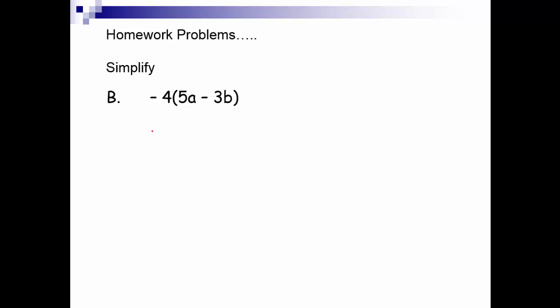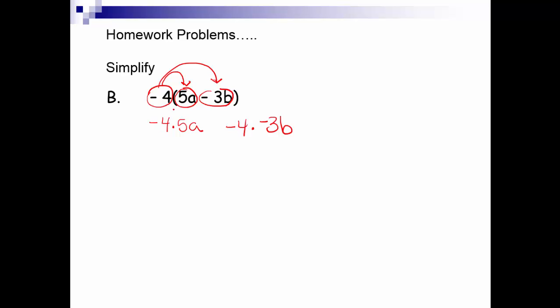In the second problem, we will be using the distributive property to simplify. So what I'm going to do is I'm going to circle the sign that goes with the number. That one's just a positive in front of that 5. I'm going to circle the sign that goes with the number. And then because there's a negative 4 on the outside of the set of parentheses, I'm just going to go ahead and distribute it through. That's negative 4 times 5a. And then a negative 4 times a negative 3b. Distributing the negative 4 through.